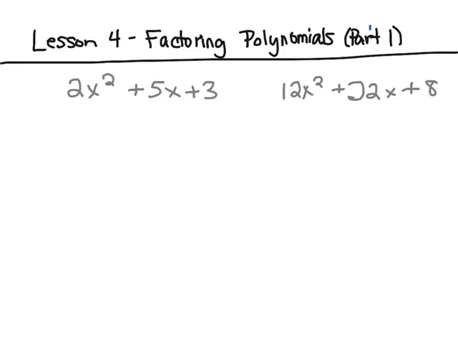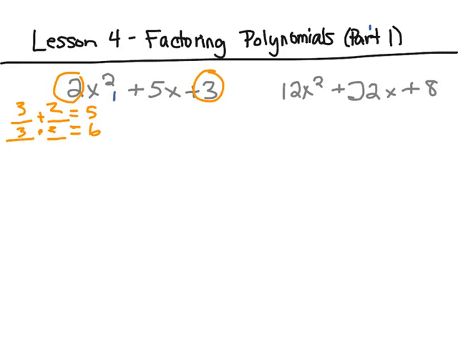Okay, when a is not 1, you have a couple extra steps. So still start off the same, blank plus blank equals 5. Blank times blank is going to be a times c. So 2 times 3 is 6. So we want to find two numbers that multiply to get 6 and add to get 5, and they are 3 and 2.